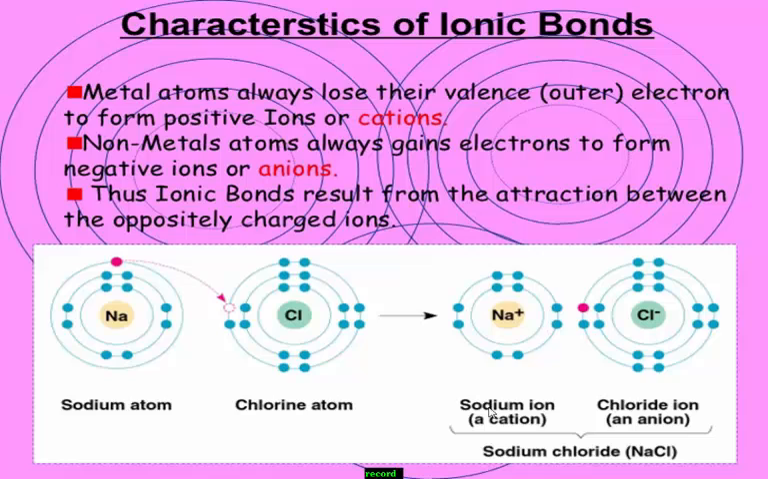Thus, ionic bonds result from the attraction between oppositely charged ions. Students, remember, the ionic bond forms from the attraction between the oppositely charged ions, because the bond is present between one positive charge and one negative charge. Here sodium atom and chlorine atom, we know how the bond is formed. Sodium atom lost one electron, and chlorine atom gains one electron. Then only sodium chloride contains an ionic bond.